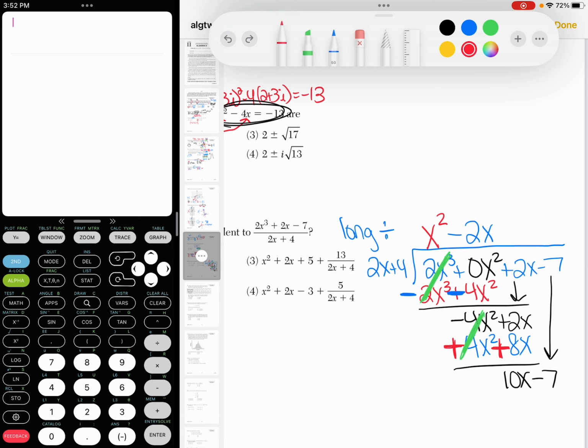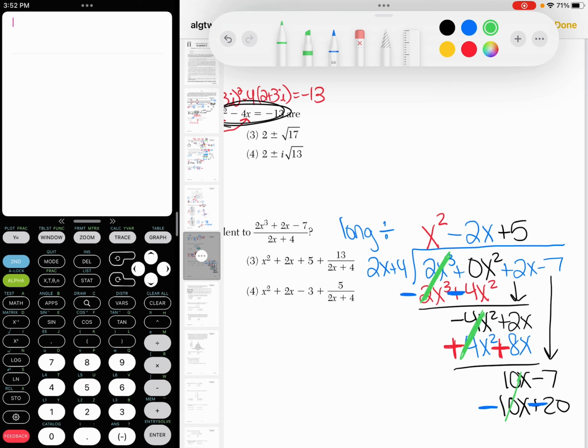So I need to figure out what needs to go up here so that when I multiply it by 2x, I get 10x. So now I don't have to multiply the x by anything because it's already an x, but I do have to multiply the 2 by a 5 to get that 10x. So I will put that 10x down here, and then 5 times 4, because I have to distribute it through to that as well, gets me a positive 20, but then again, I remember I have to subtract this row.